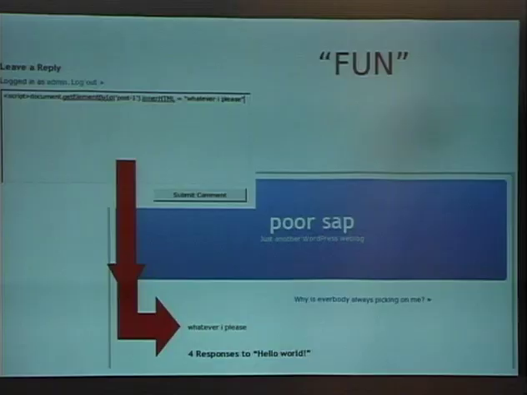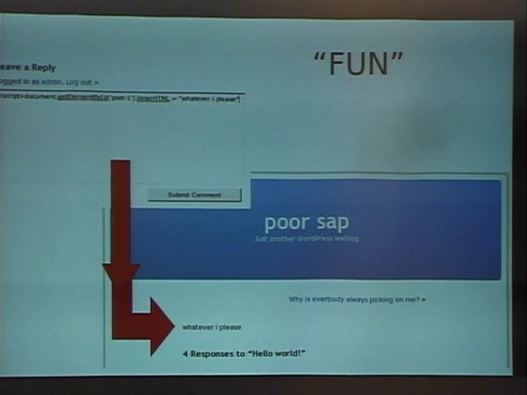Here's a good example. Here I utilize the JavaScript document.getElementById and change the settings for one of the objects on the page, which actually changed the post's content. I place the value to whatever I please. And boom, the entire post content on this WordPress blog turned into whatever I wanted.